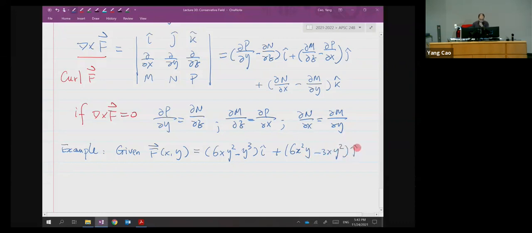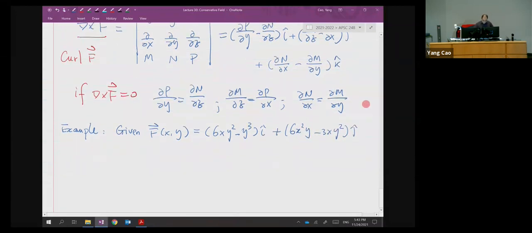Okay, so here's a vector field. Without applying any theorem, we don't know what kind of vector field it is, but we want to show whether this is a conservative field or not. So this is a 2D field, right? Which is great. This is just M, and this is just N. The component P is technically 0.